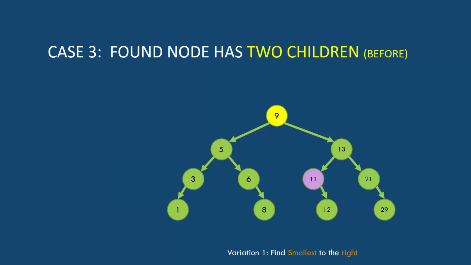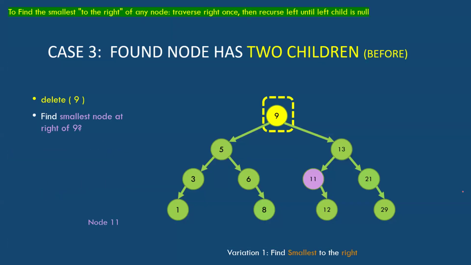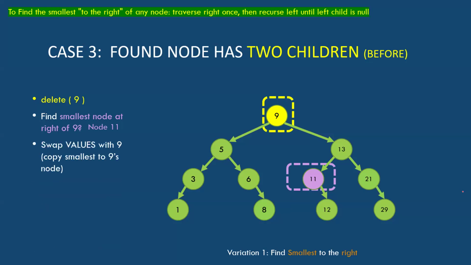Now, if something has two children, let's say we want to delete the 9 from this tree. Seems kind of messy. But because of the way binary search trees are structured, the 11 is really the successor to the 9. It's the smallest value on the right side of the binary search tree. If you remember, we said we could hop right and then recurse as far left as we can go, and that's always going to find the minimum on that right side. So that's our successor. What we want to do there is find the smallest value, and then swap those two values.